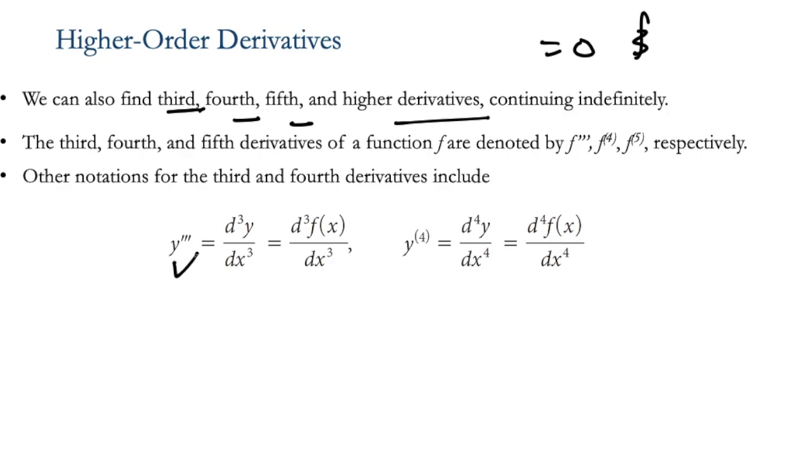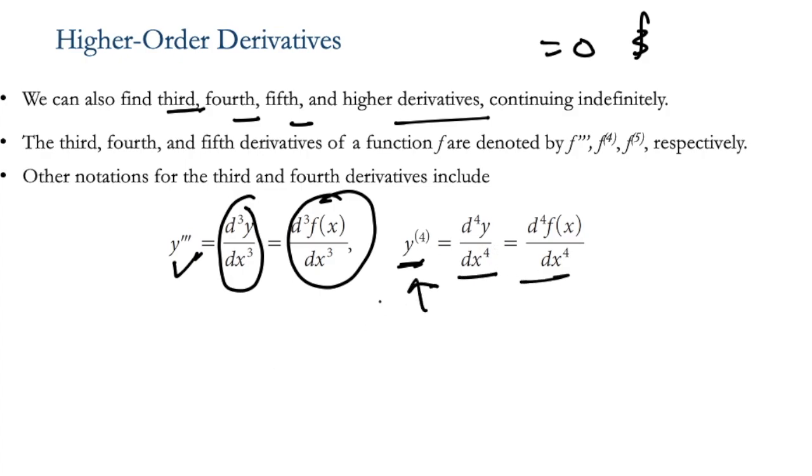This is one way to write it, like I did just now. Another way is this way. Another way is this way. If you have this, that means you differentiate it 4 times. One way to write is this, this, or this, and so on and so forth.